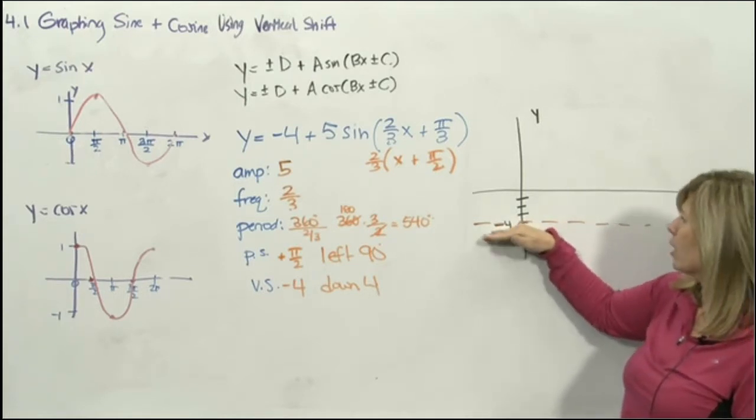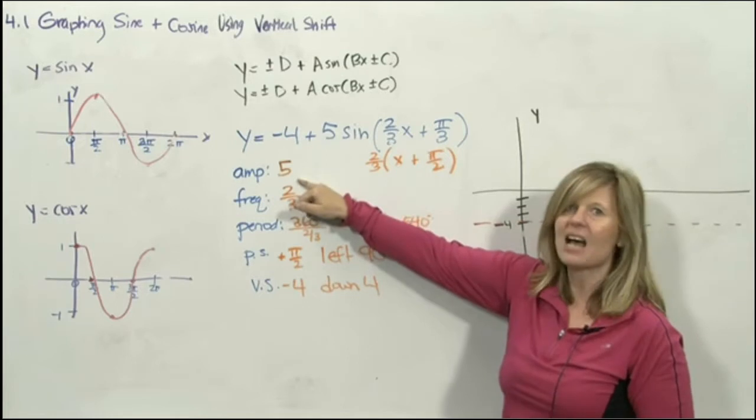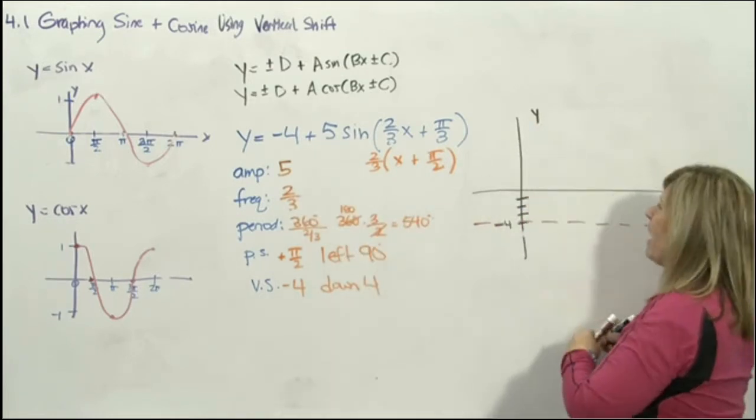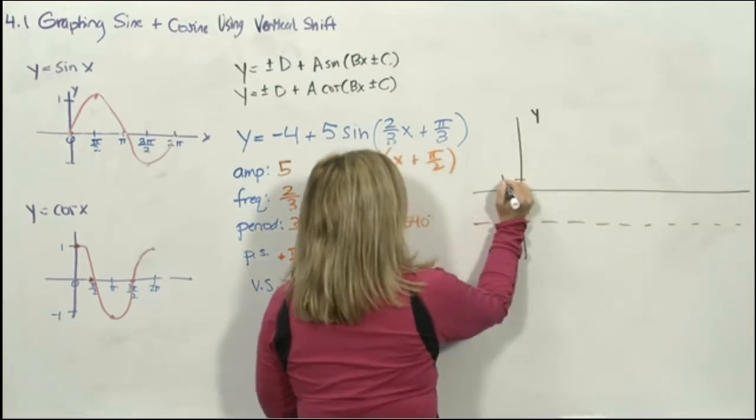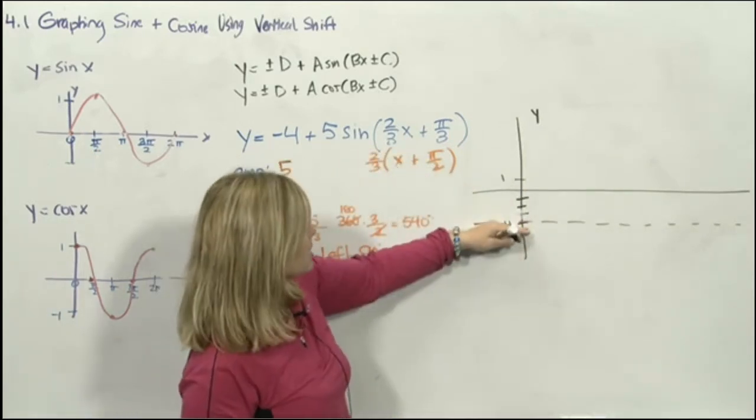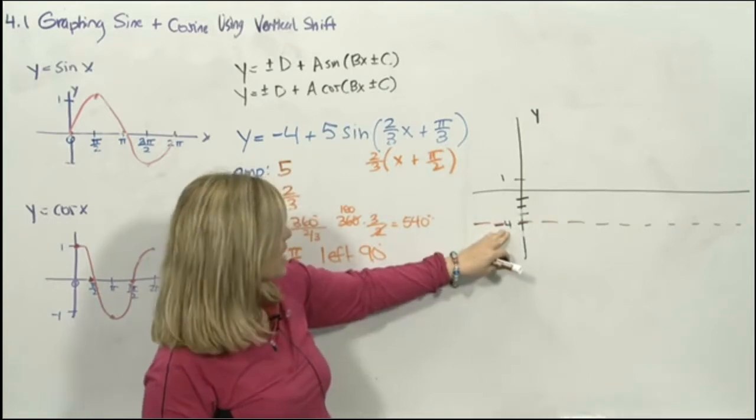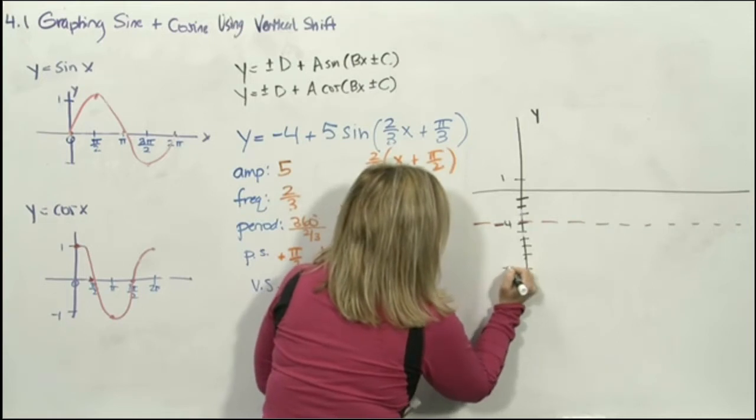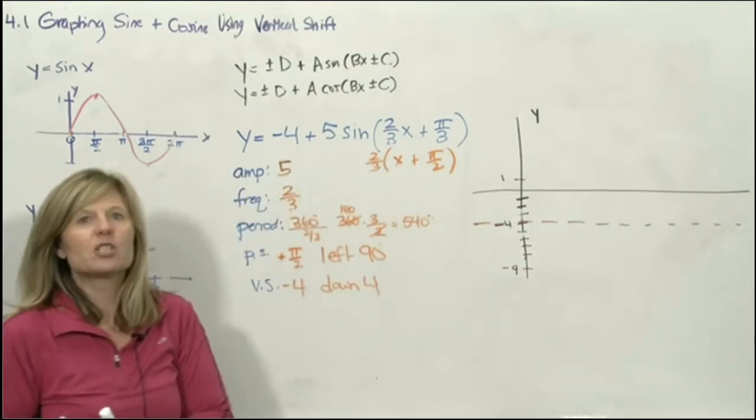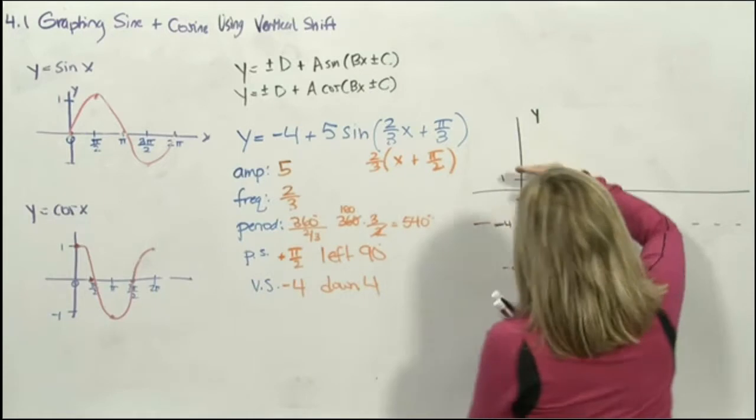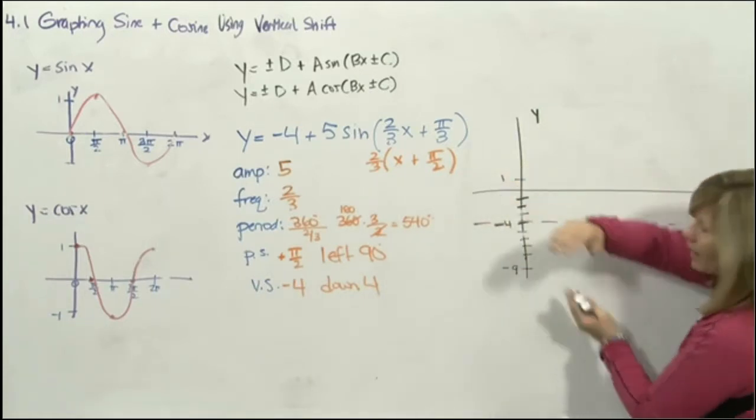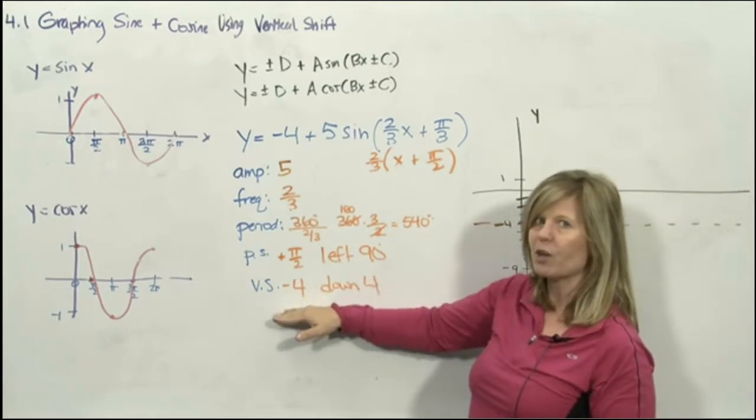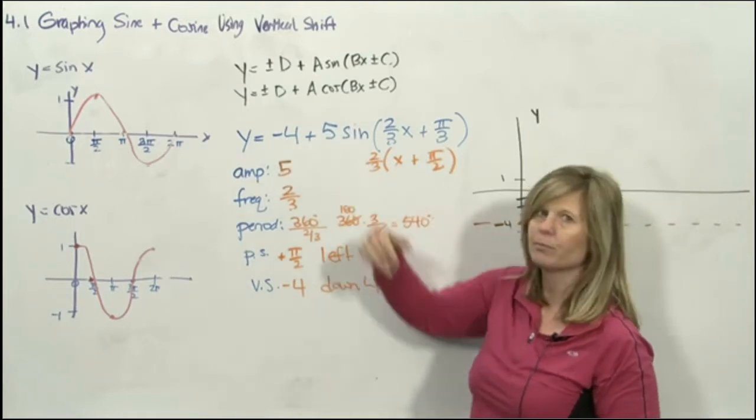Now, from here, we can only go as high as 5, which means if you're at -4 and you go up 5, what number would you be at? 1. And you can only go as low as 5. So if you're at -4 and you go down 5, you'd be at -9. So what happens is when you're looking at the graph, your sine curve's got to be between 1 and -9. Okay? So phase shift, vertical shift goes on first, then the amplitude.